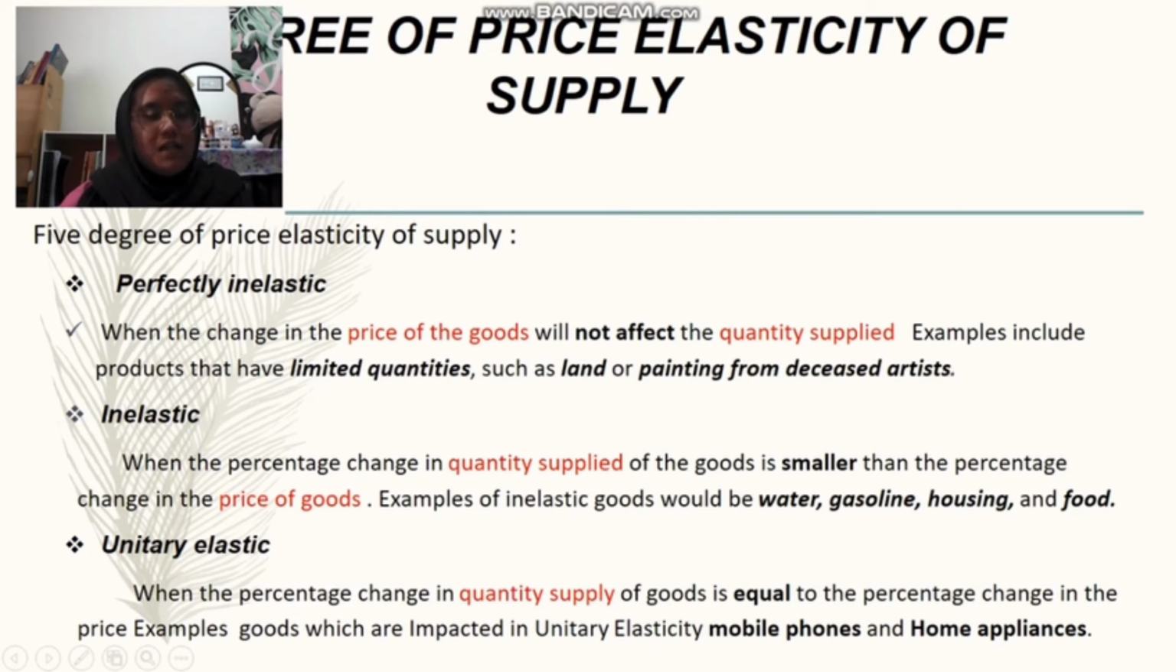The second one is inelastic, when the percentage change in quantity supplied of the good is smaller than the percentage change in the price of the good. Examples of inelastic goods are water, gasoline, housing, and food. The third one is unitary elastic, when the percentage change in quantity supplied of the good is equal to the percentage change in the price. Examples are mobile phones and home appliances.